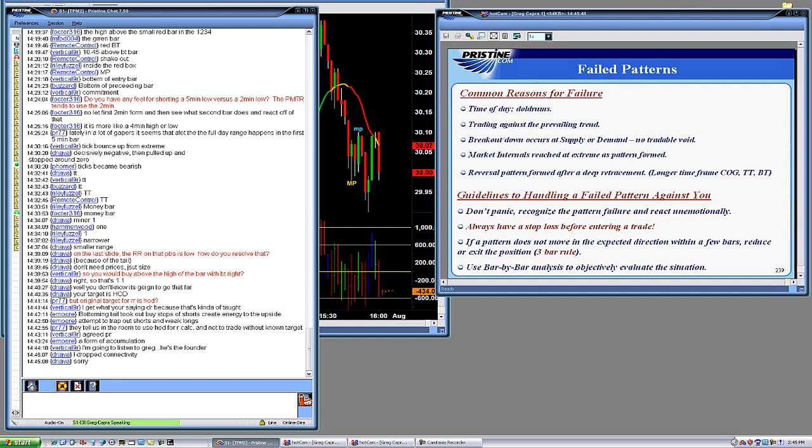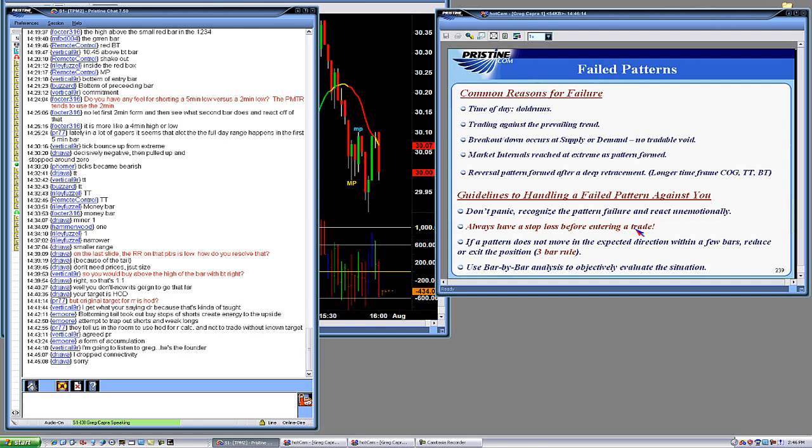Breakouts with no tradable void, or breakdowns with no void. Market internals have reached an extreme already, whereas the pattern was showing relative weakness to the internals, and then it triggers an entry. Patterns form after big retracements, another way of saying the larger time frame is against the smaller.